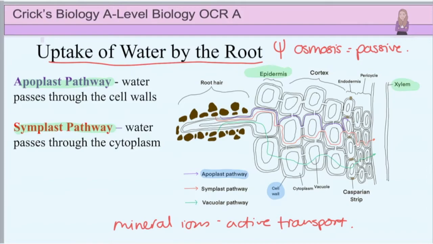The symplastic pathway is when water passes through the cytoplasm of the cells. I always remember SY and CY go together, so C and Psi. Water enters the root cell cytoplasm and can pass through the plasmodesmata from one cell to the next. The plasmodesmata are cell junctions or cytoplasmic bridges, where the cytoplasm of one cell is connected to that of another through a gap in the cell wall. Water can also pass through the vacuoles in much the same way as it passes through the cytoplasm, and this is known as the vacuolar pathway.